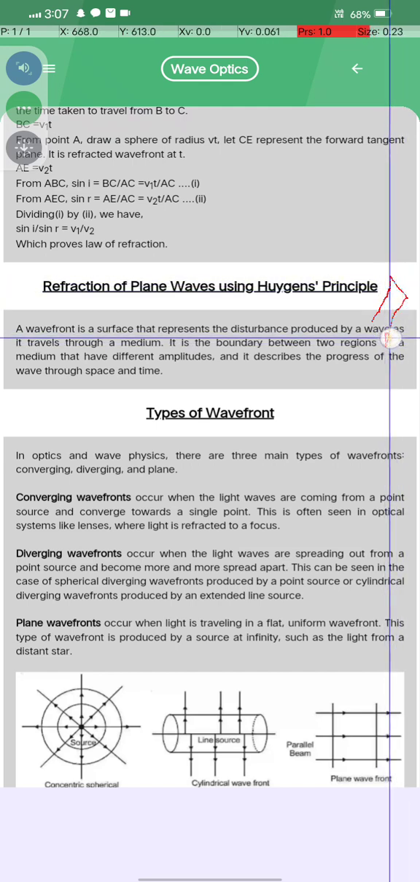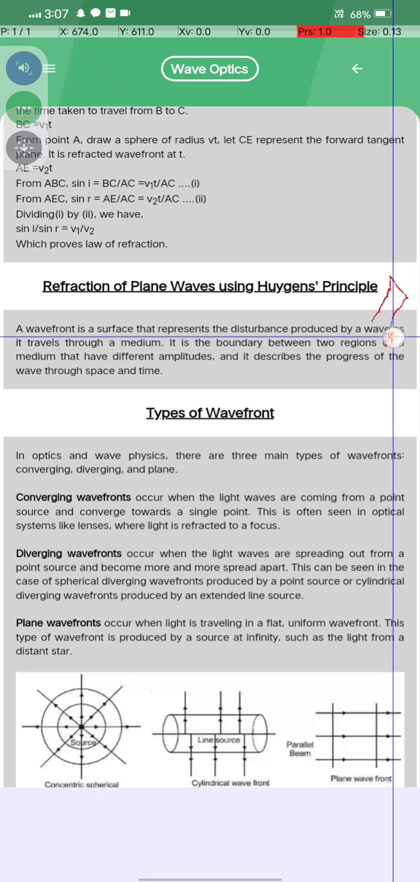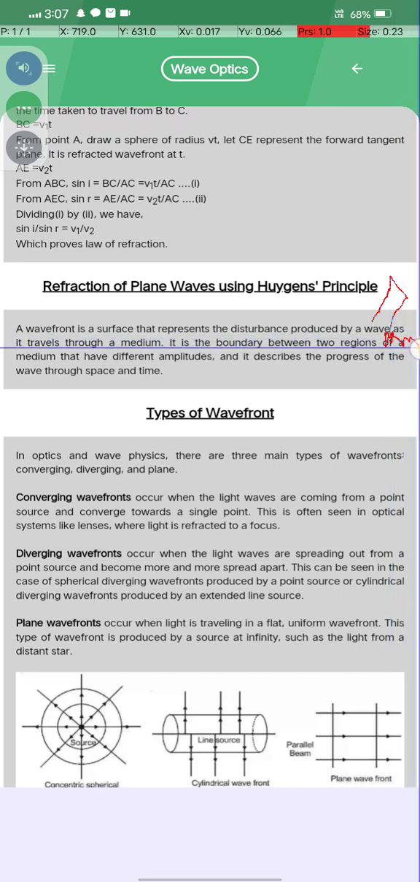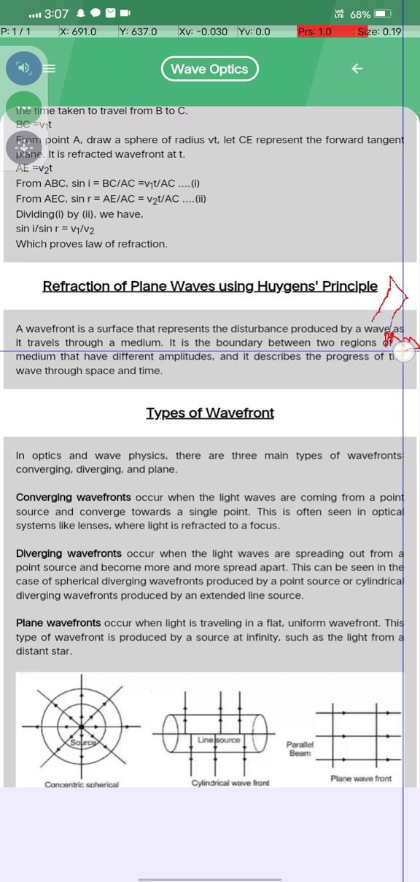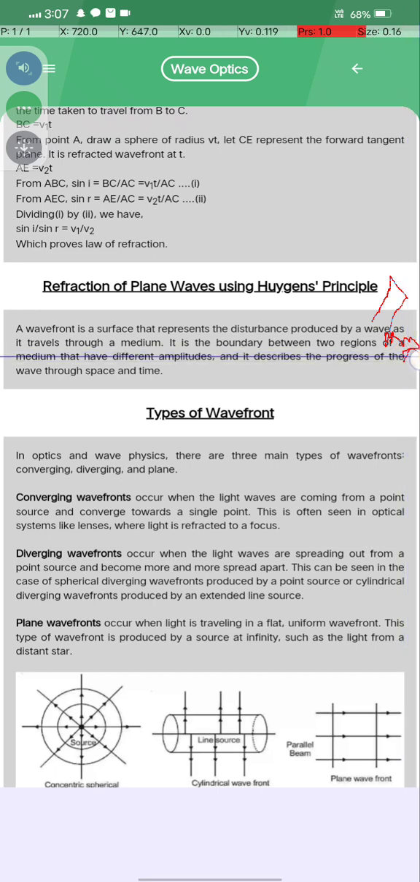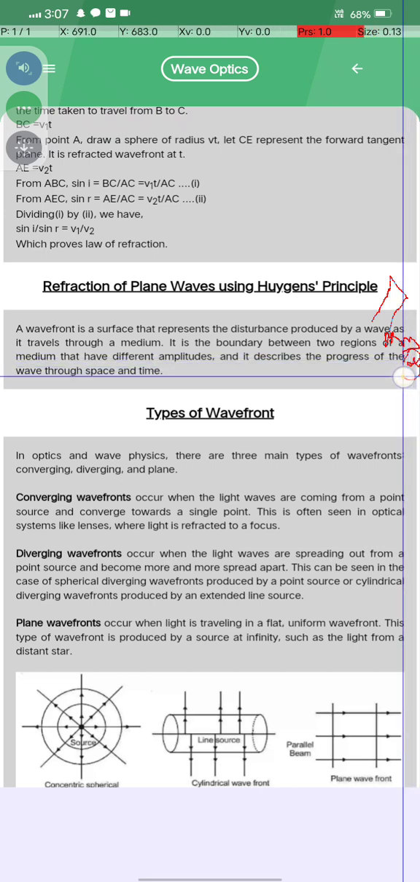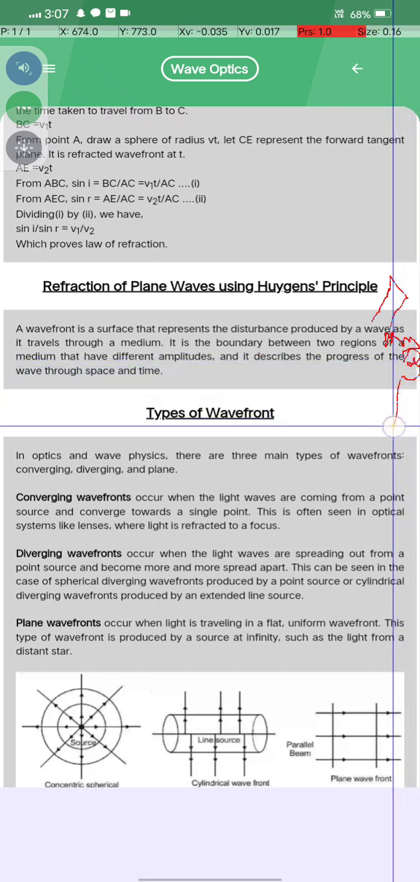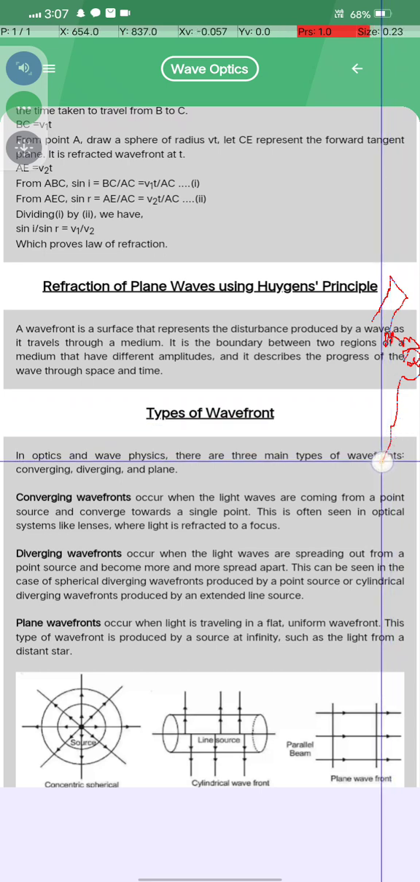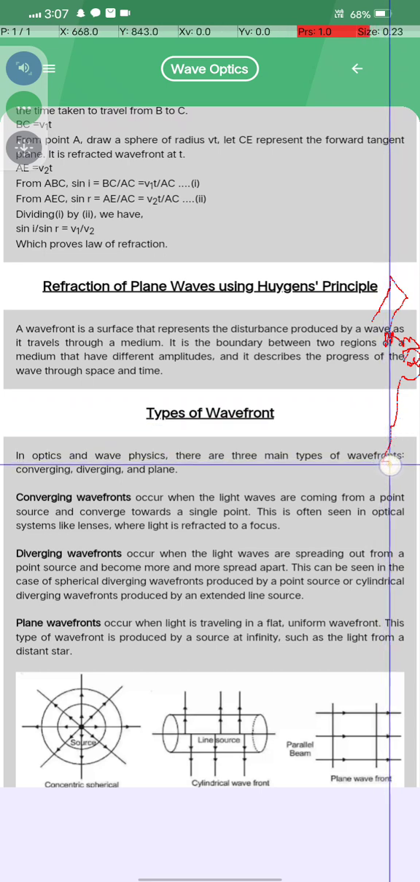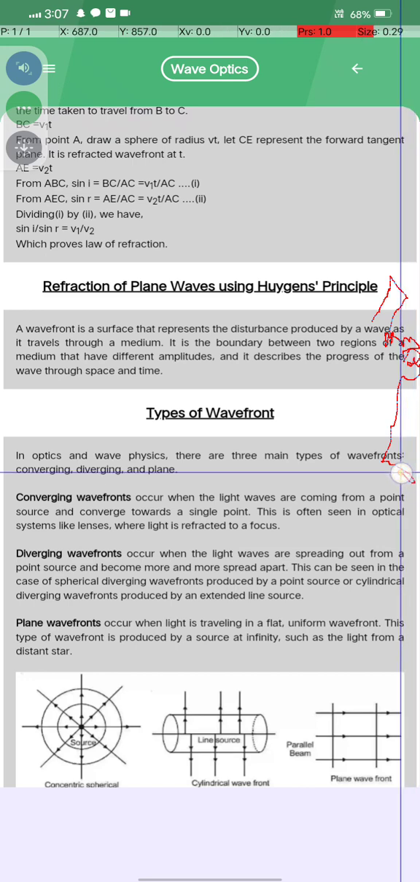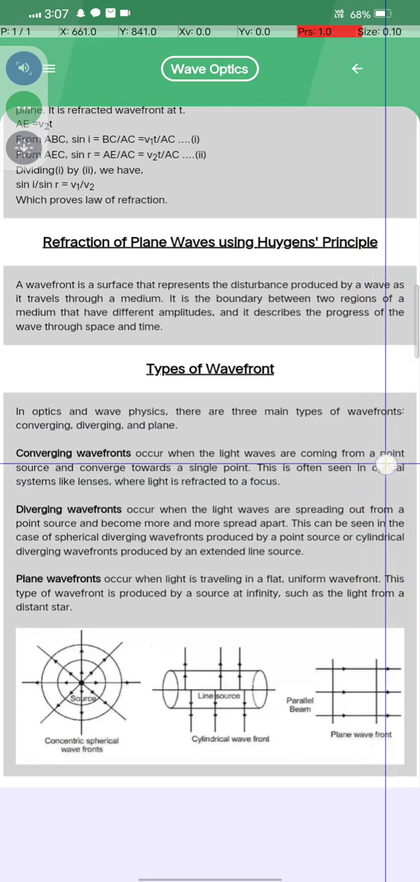देखो, a wavefront is a surface that represents the disturbance produced by a wave as it travels through a medium, and it is the boundary between two regions of a medium that have a different phase, and it describes the progress of the wave through space and time. The types of wavefront क्या होता है? In optics and wave physics, there are three main types of wavefront: converging, diverging, and plane. Converging में क्या होता है?